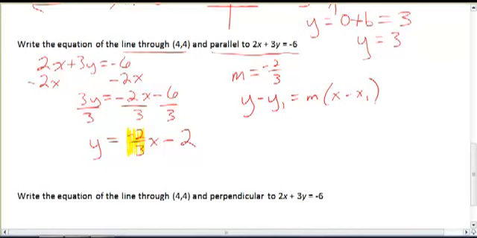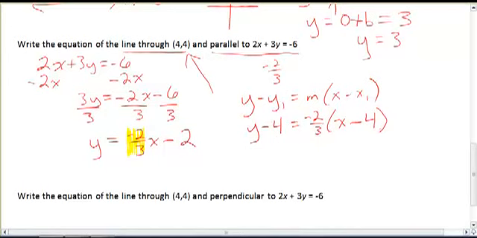Right? You with me? Of course you are. So what's my x1 and y1? Remember, it's this point that was given to me up here. It's 4, 4. So I'm going to say y minus 4 equals m, which is -2/3, times x minus 4. Again, x1 is 4 from the point above.